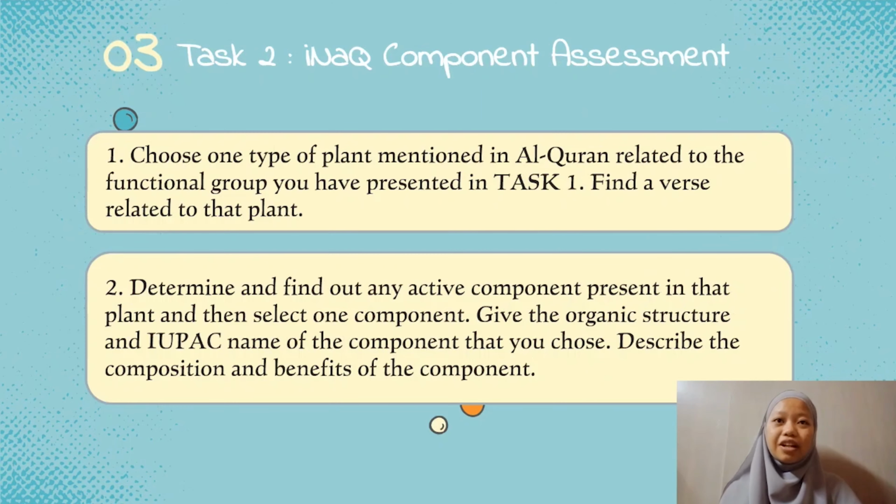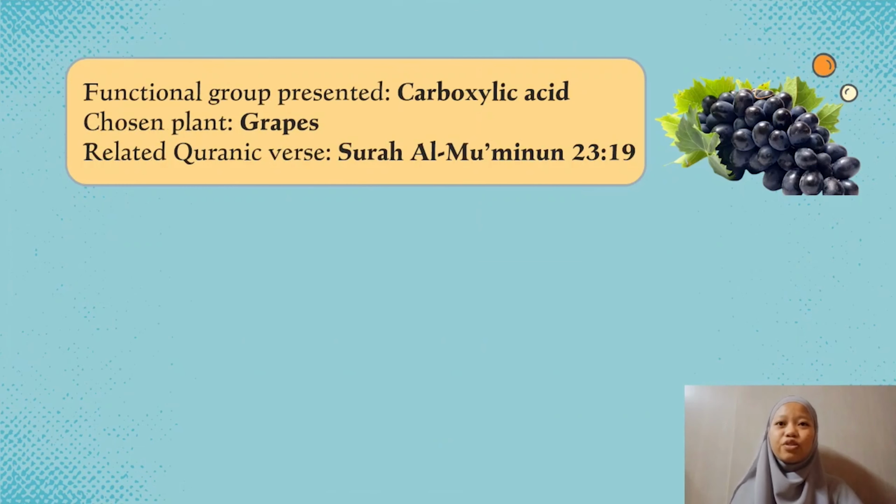So today, I will present you task 2, which is ionic compound assessment. The functional group presented is carboxylic acid, and we chose grape. The related Quranic verse, we can find it in Surah Al-Mu'minun, the 19th verse. So the verse is as shown in the slide, and I will read the translation. And we brought forth for you thereby gardens of palm trees and grapes.